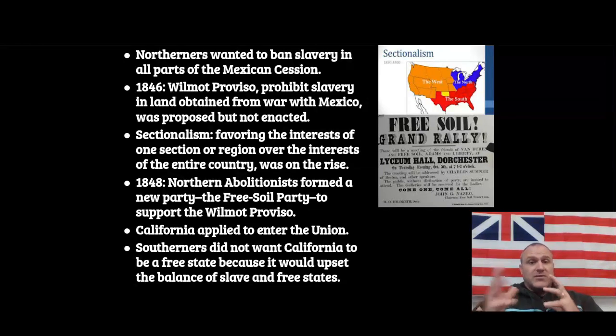So we've already gone over the sectionalism part, and this sectionalism really starts to come out during the Compromise of 1850. In the picture, you see the South favoring slavery, the North being abolitionist and free states, and then the West, this new emerging economy. So in 1848, these Northern abolitionists form a new political party called the Free Soil Party to support the Wilmot Proviso, hoping that it would pass, but unfortunately it does not pass, and California applies to enter the Union.